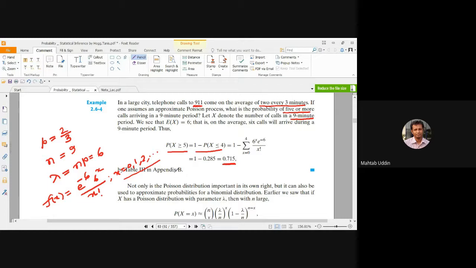Do you understand? Yes, sir. So you have to carefully find the lambda, then it will be easier. Okay.